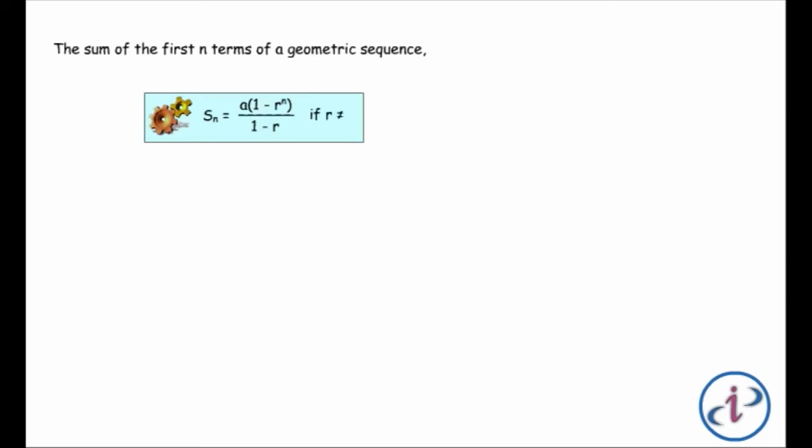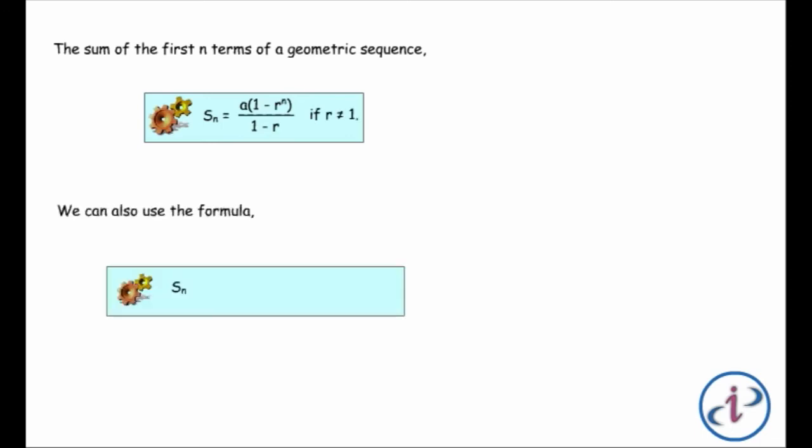If r is not equal to 1, we can also use the formula Sn is equal to a times r to the power of n minus 1 whole divided by r minus 1, if r is not equal to 1 and where r is greater than 1. Let us do a problem using this formula.